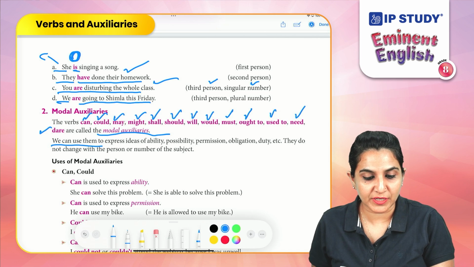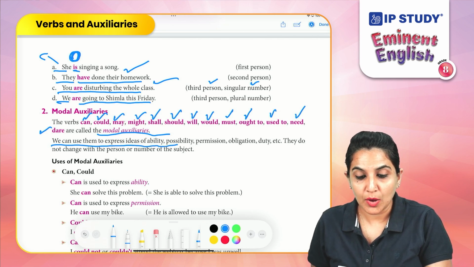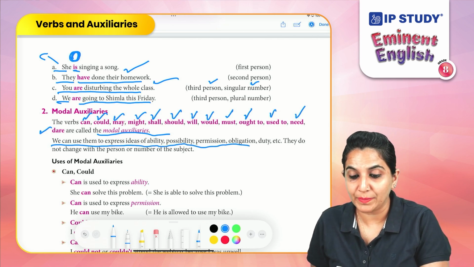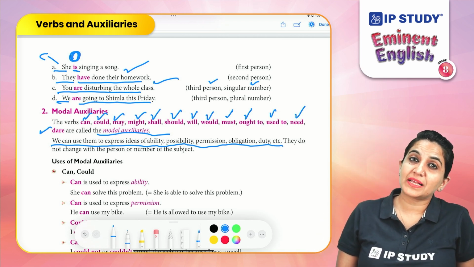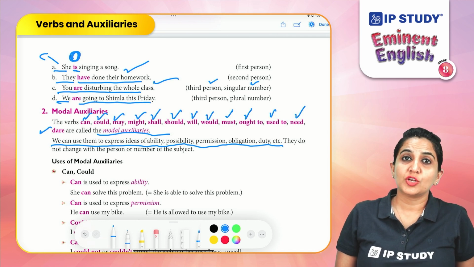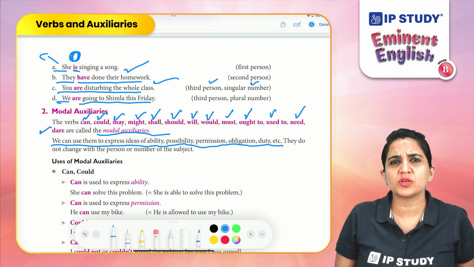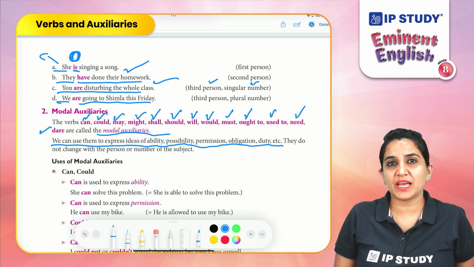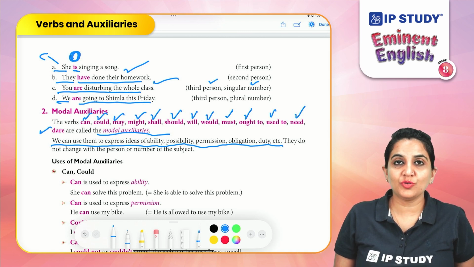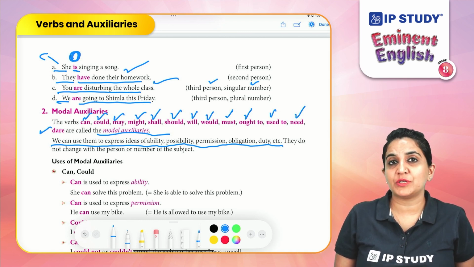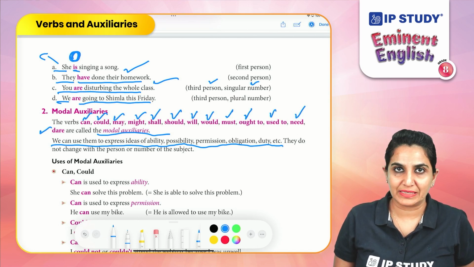We can use them to express ideas of ability, possibility, permission, obligation, duty, etc. So, as I told you, they express the moods in the sentences. Sometimes we need to express the possibility of something, then we use the modal auxiliary may or might. Sometimes we need to take permission. Now this one, you've often used it in the classroom. For example, may I come in, ma'am? Or can I come in, ma'am? So to ask for permission as well, we use modal auxiliaries.